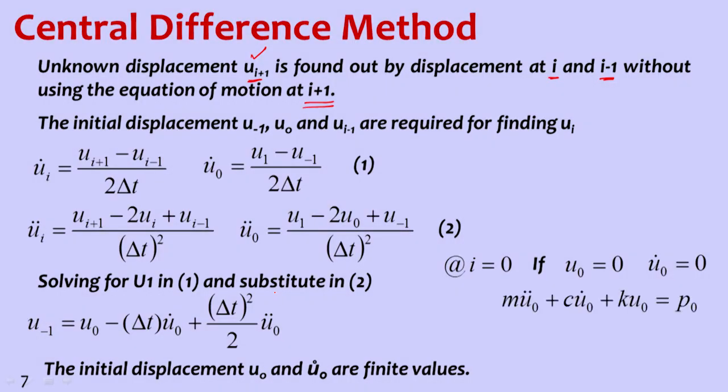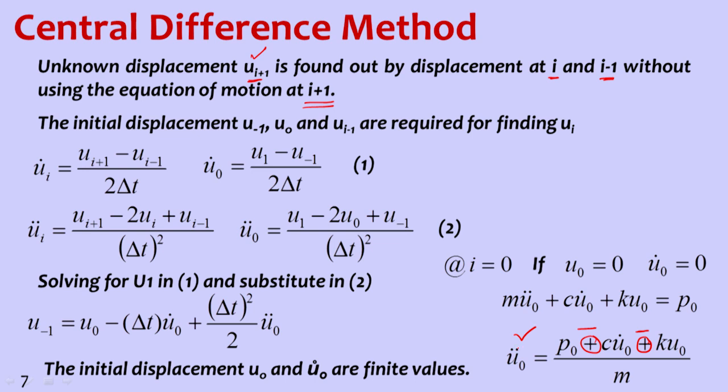So if you take the equation of motion at 0th time, that is m u double dot 0 plus c u dot 0 plus k u 0 is equal to p0. From this we can find the initial acceleration. That initial acceleration is u double dot 0 equals p0 minus c u dot 0 minus k u 0, divided by m. So we get u double dot 0 from this.